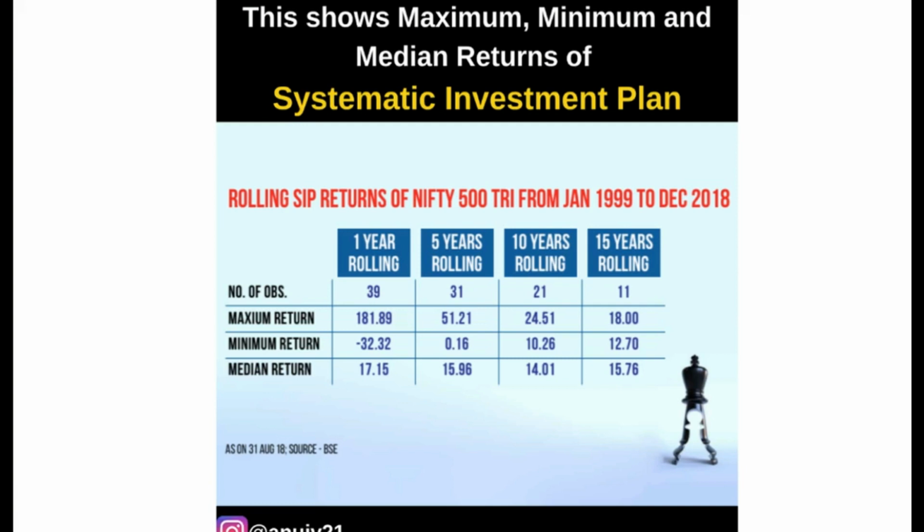investors. SIP is not for those who are just investing for 1 or 2 or 3 years. As we can see, for 1 year the minimum return is minus 32.32, so there are risks in short-term investment. But we can clearly see that if you are investing for 15 years, the median return is 15.76 and the minimum return is 12.70. That is quite impressive.